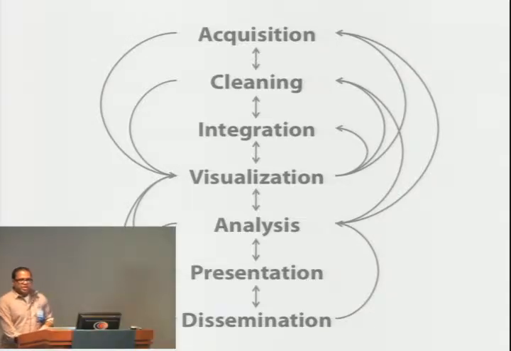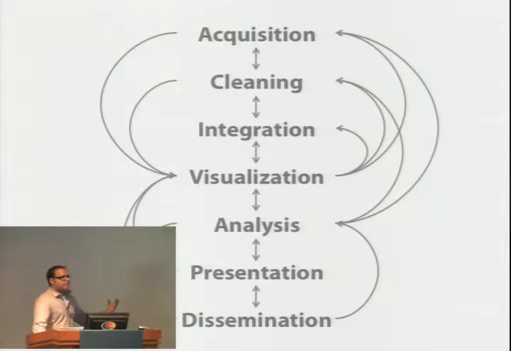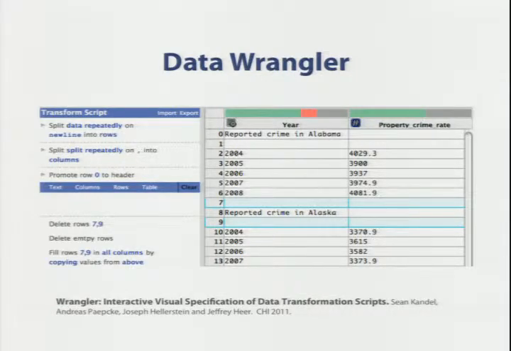So what I want to show you today are a couple of projects that address some of the tools in this pipeline and are really aimed at focusing on how to facilitate these interactions between the different tools that are in this kind of visualization pipeline or process. And the first project I want to show is called Data Wrangler. In fact, I wasn't involved in this project, but my colleagues, Joe Hellerstein and Jeff Hare, created this project, along with Sean Kendall. He's the main student.